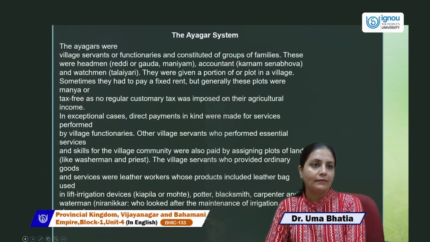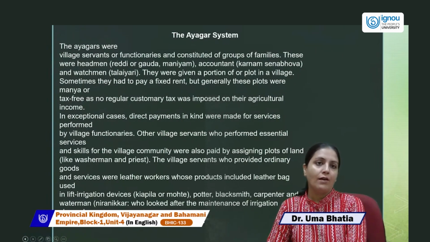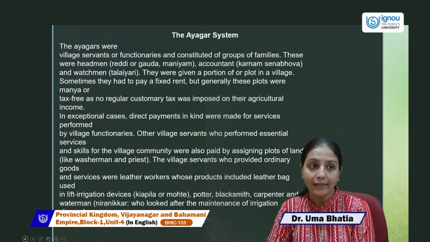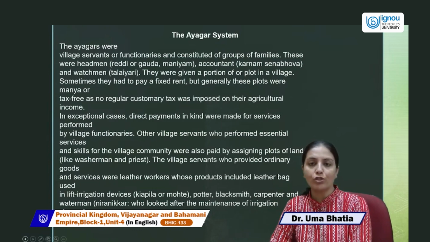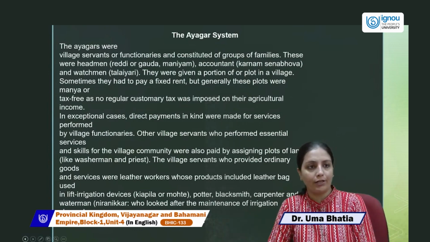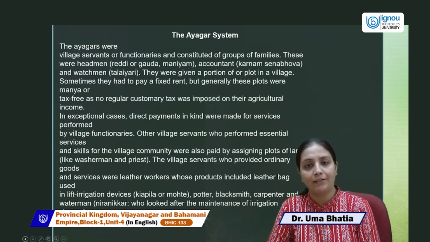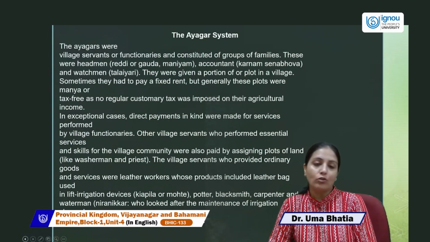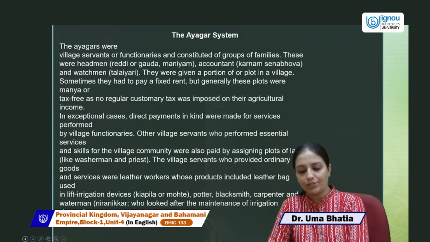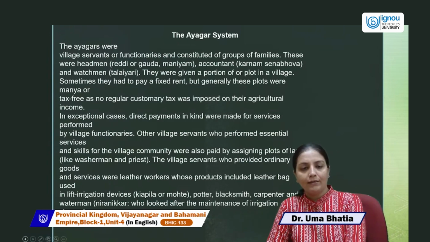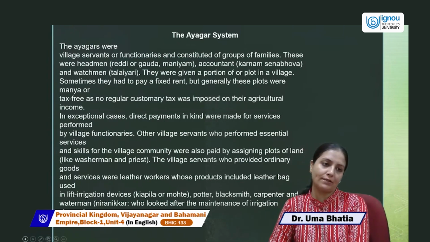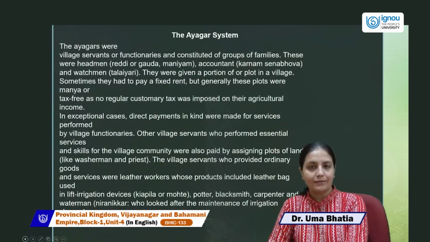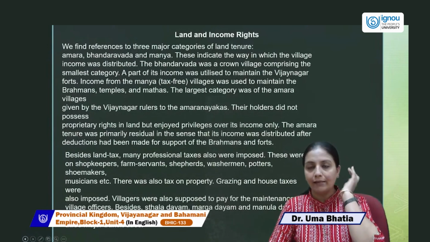The Ayagar system. The Ayagars were village servants, functionaries constituted of groups of families. These were the headmen, accountant, and watchmen, and they were given a portion of a plot in a village. Sometimes they had to pay a fixed rent, but generally these plots were manya, or tax free, as no regular tax was imposed on their agricultural income. In exceptional cases, direct payments in kind were made for services performed by village functionaries. These were the Ayagar systems. And next, we are going to study land and income rights.